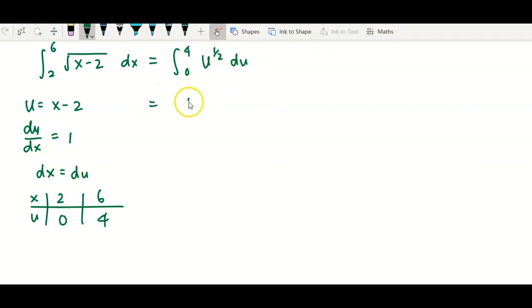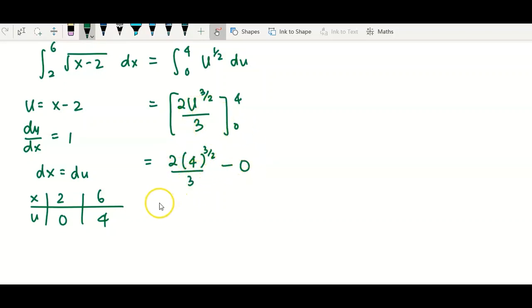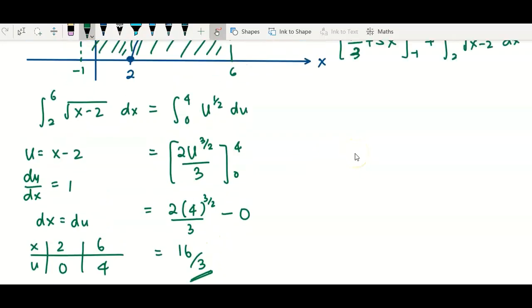Alright, so now we integrate. Integrate u to the power of 1 over 2, increase the power of 1 over 2 by 1, you have 3 over 2. Over 3 over 2, you can bring up, put it here. Then now you can just substitute in the upper limit. You have 2, 4 to the power of 3 over 2 over 3, and minus 0. Substitute 0, you get 0. And now you have 16 over 3.